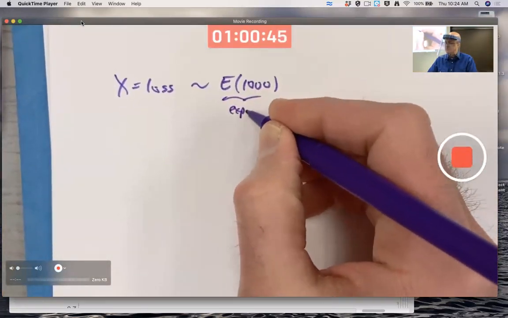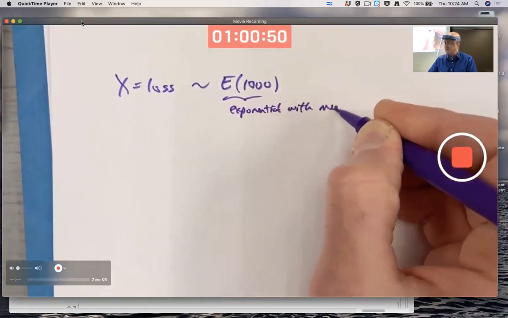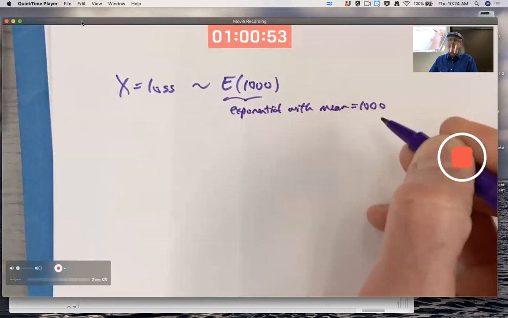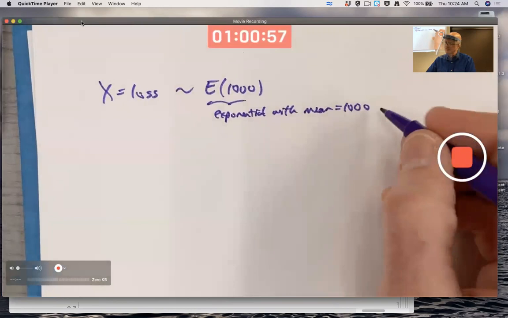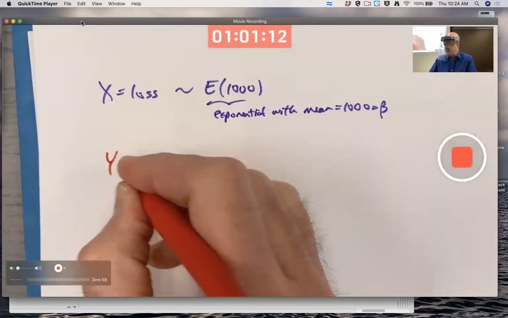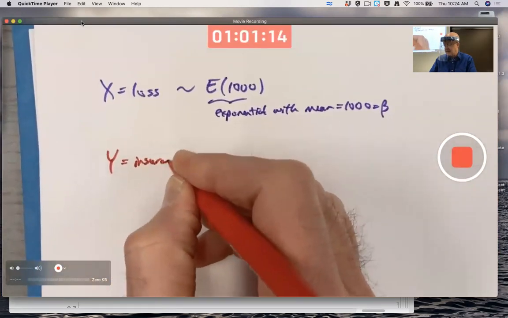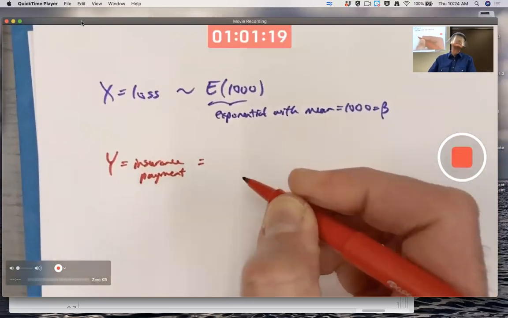Exponential with mean equals 1,000. Mean is the same thing as the beta for an exponential distribution. Its PDF is 1 over beta, e to the negative x over beta. This time, Y was still the insurance payment, but instead of there being a deductible, there's a maximum payment.